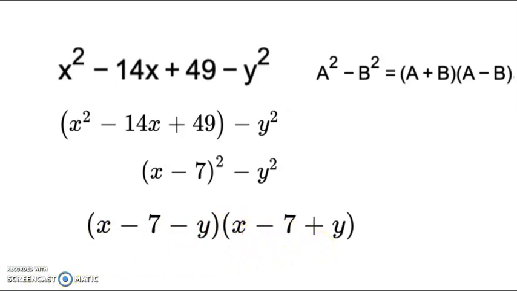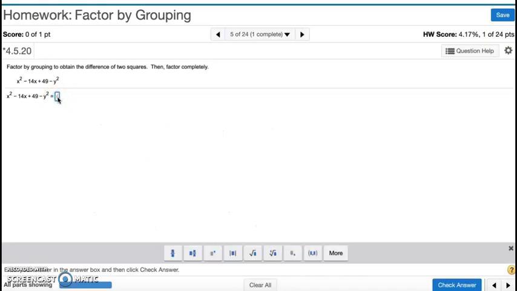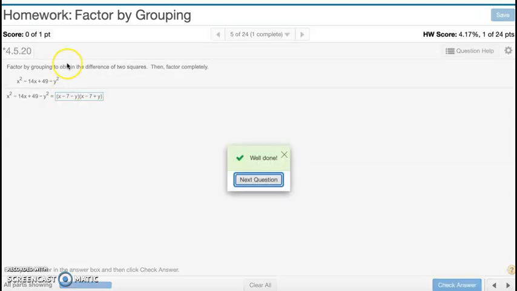So let's type it in. So I'm typing in x minus 7 minus y and x minus 7 plus y. And that's number 5.